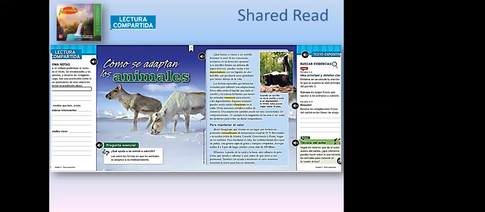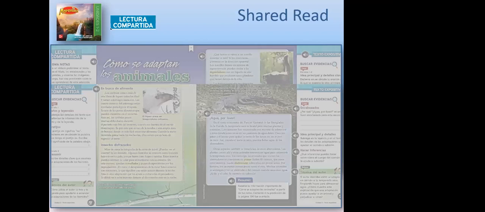You're seeing here on the side margin, all of this is digitized, and I'm going to show you when we go digital how the students can answer these questions digitally, or they can answer them in print. And there is actually a digitized notebook that the students can answer these questions in, in print or digital as well. So here you're seeing multiple pages of that shared read, but what I want you to note and notice is the guided instruction.